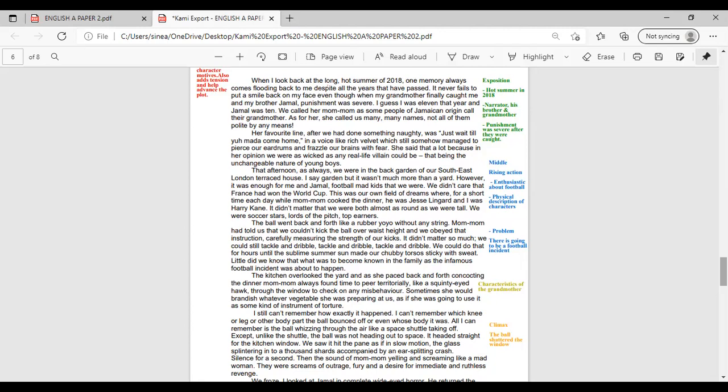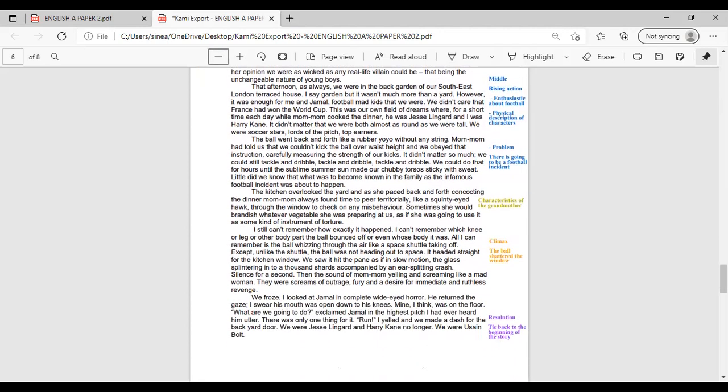he was Jesse Lingard and I was Harry Kane. It didn't matter that we were both almost as round as we were tall. We were soccer stars, lords of the pitch, top earners. The ball went back and forth like a rubber yo yo without any string. My mom had told us that we couldn't kick the ball over waist height, and we obeyed that instruction, carefully measuring the strength of our kicks.